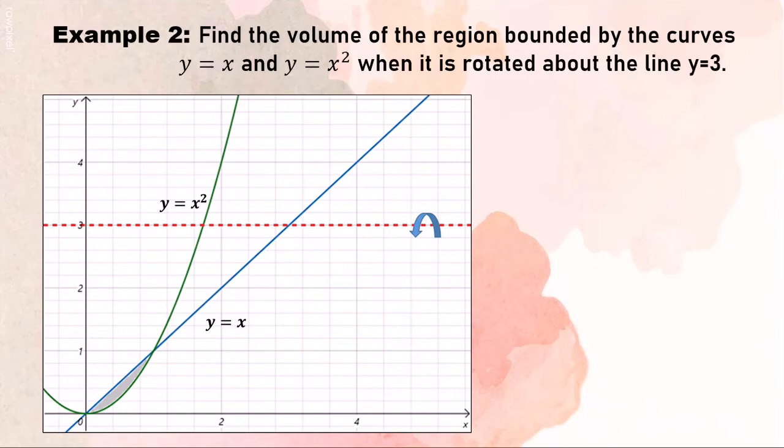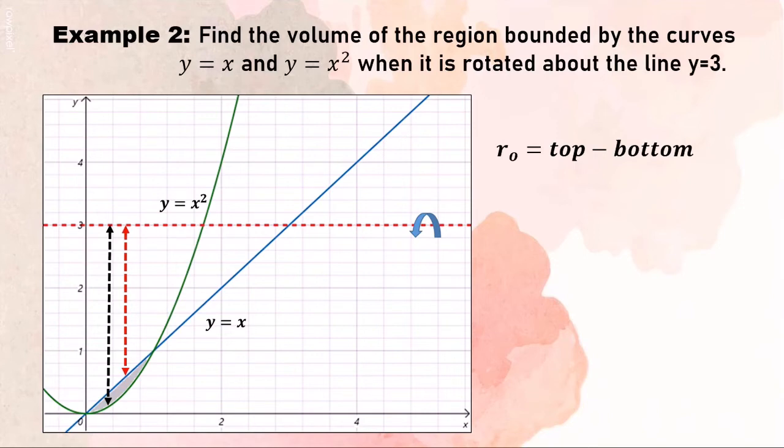So starting from y equals 3 to the parabola is our outer radius, and starting from y equals 3 to the y equals x is our inner radius. To find the value of the outer radius and inner radius, you can use the top minus bottom. So when to use top minus bottom? We can use this if the problem is rotated around the x-axis or parallel to the x-axis.